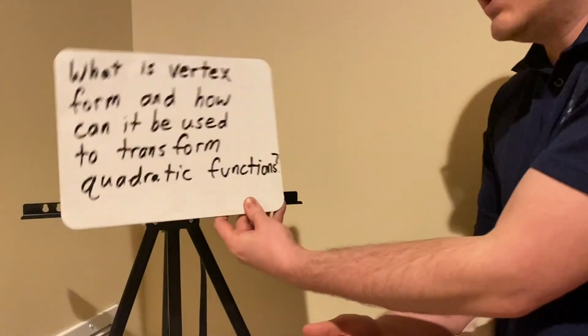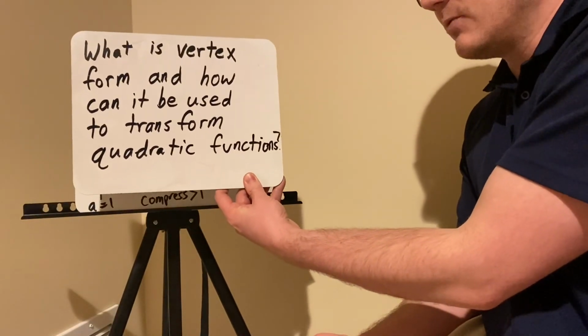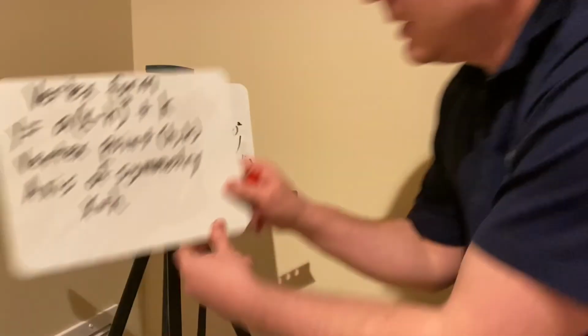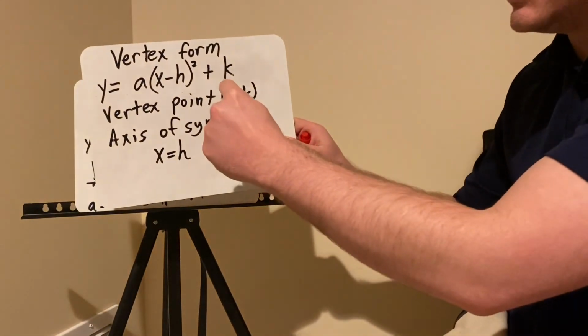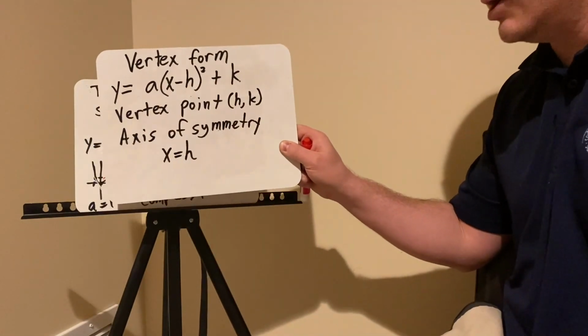And what is vertex form and how can it be used to transform quadratic functions? We talked about the a, h, and k values and how those can transform quadratic functions along with just helping us graph them.